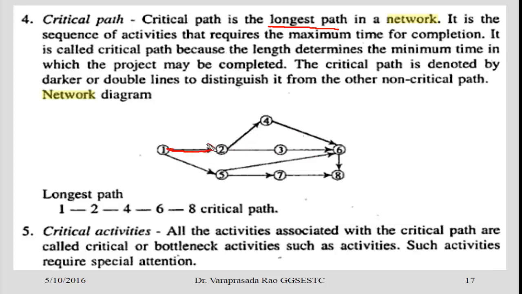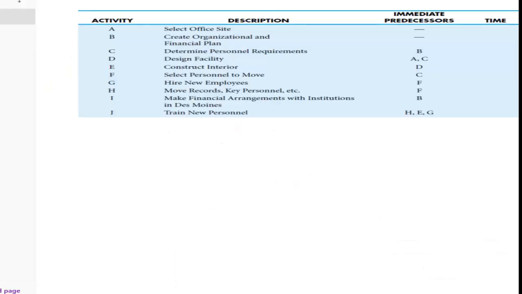For example, we show it using bold arrows: 1 2 4 6. Depending on the cost, not just any arrow, we choose all the longest paths. This gives us a critical path. We'll see this later in detail also. Then the critical activities are the activities which belong to this critical path in a network diagram.